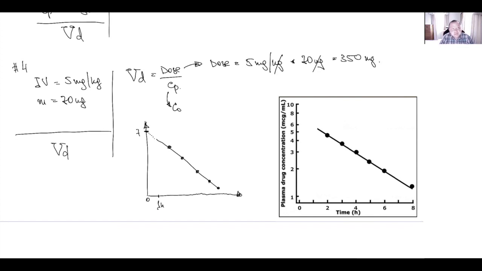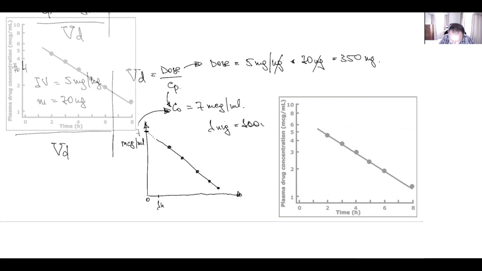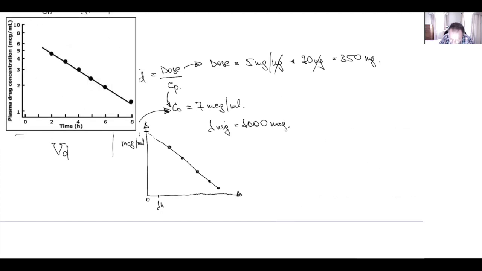Pay attention to the units, because we have micrograms per milliliter, not milligrams, but micrograms per milliliter. And actually we can find this C0 from the chart, and it will be 7 micrograms per milliliter. 7 micrograms. 1 milligram is 1,000 micrograms. So let's try to calculate.